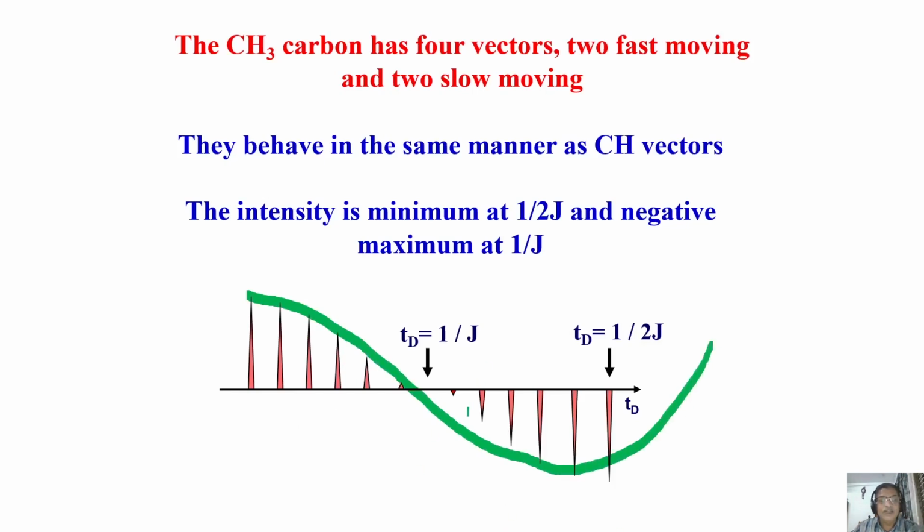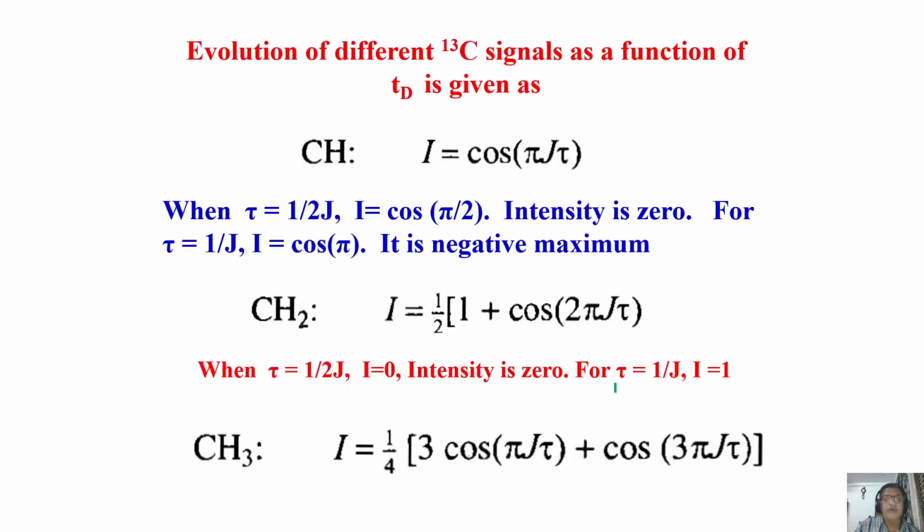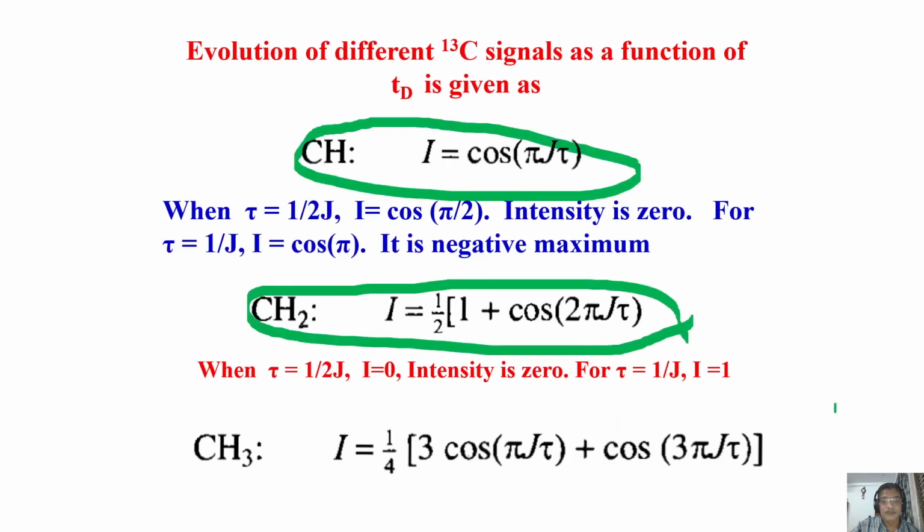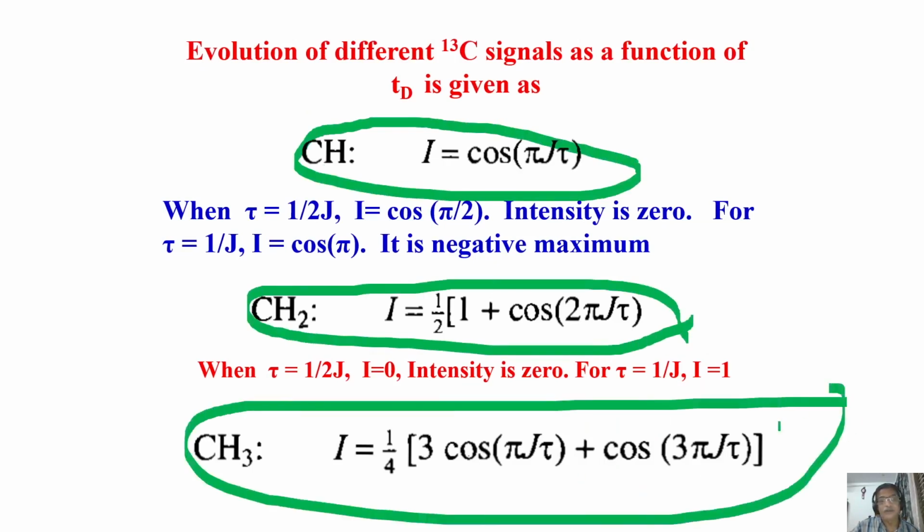So what did you observe? In the case of CH also, this was 0 at 1 over J and it was maximum at 1 over 2J. Now the same thing you are observing for CH3. So what did we understand from this? What it means is evolution. Of course, mathematically you can prove it. Evolution of CH follows a cosine path. CH2 follows this equation. CH3 follows this equation.